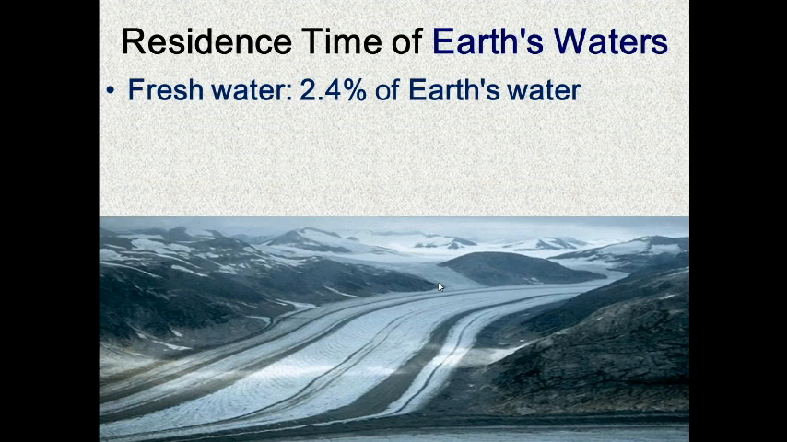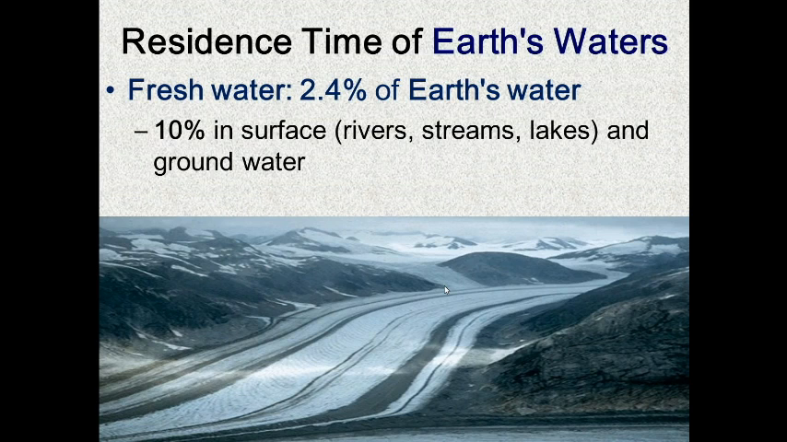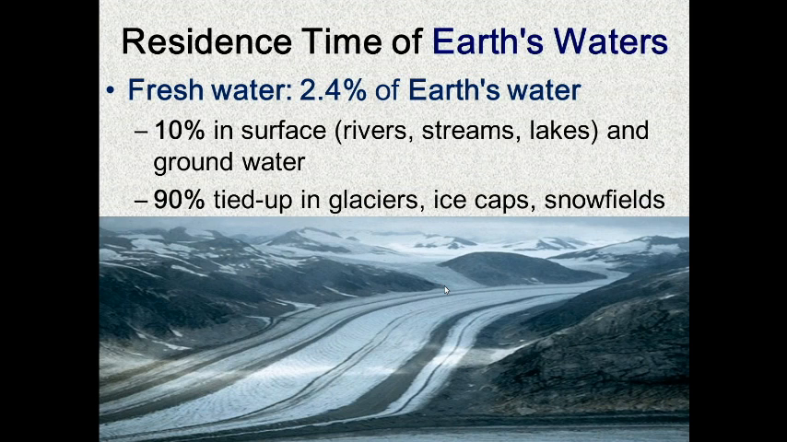2.4% of Earth's water is fresh water. Now, some of that is in the form of ice and snow, some of it is in the form of liquid water like in lakes. Right? 10% of that is in surface, rivers, streams, lakes, and groundwater. The other 90% is your glaciers, ice caps, and snowfields.